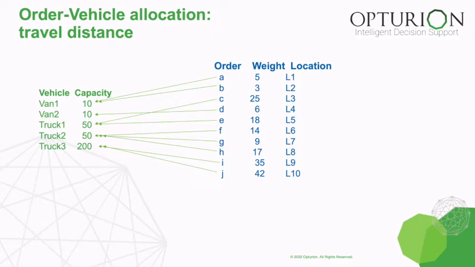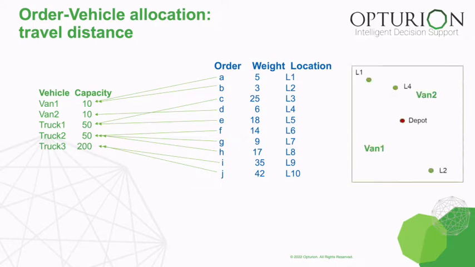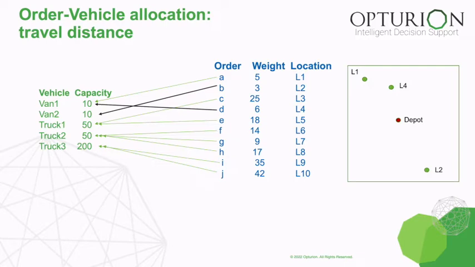So supposing orders A and B are assigned to van 1, well, if their locations are very far apart, then van 1 is forced to travel a very long way in order to deliver just 2 orders, while van 2 may be just delivering to L4, one location. So we simply swap orders B and D between the vehicles, and now van 1 has a much shorter route, and van 2 can pick up the route to L2.